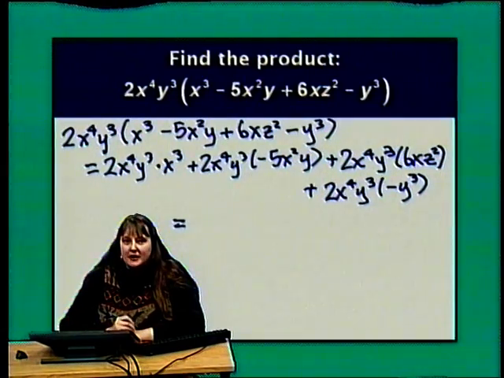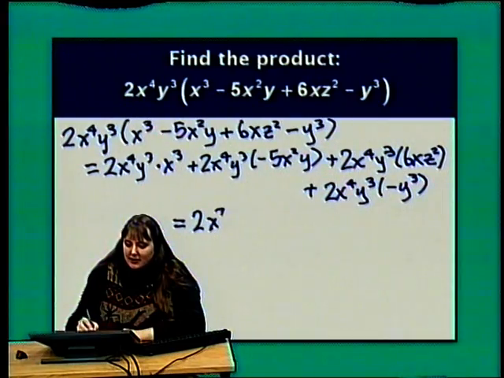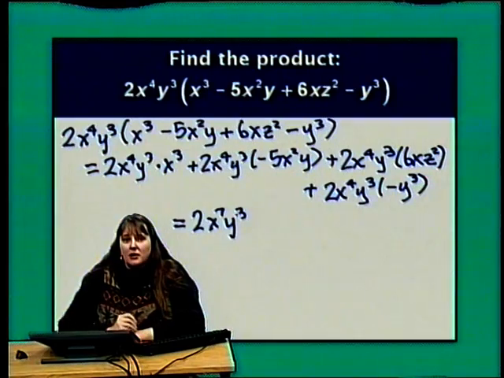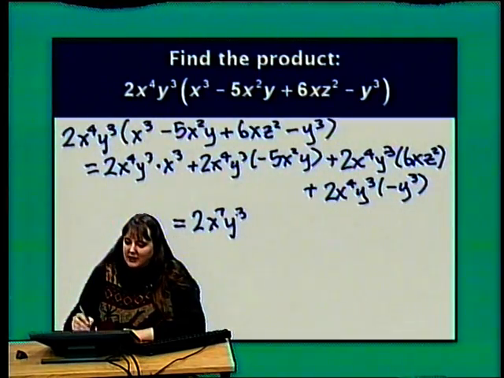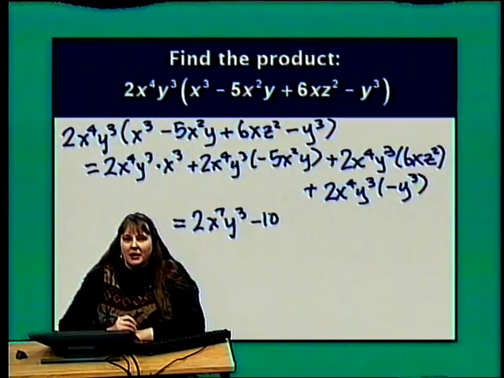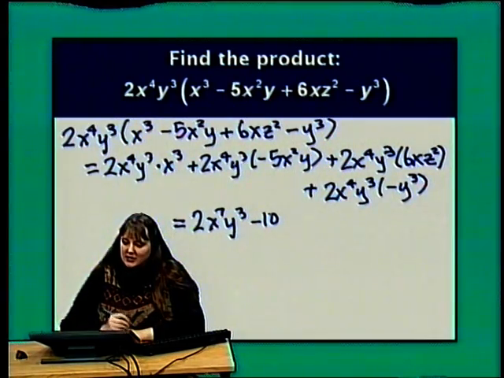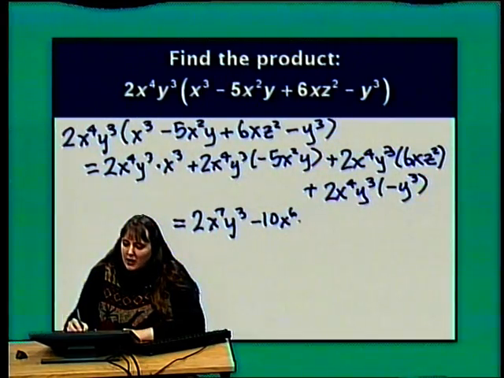When I multiply 2x to the fourth y cubed by x cubed, my coefficient is still 2. X to the fourth times x cubed is x to the 7th. I have 7 factors of x altogether. And I have y cubed. For the second term, I'm multiplying 2x to the 4th y cubed by negative 5x squared y. 2 times negative 5 gives me a coefficient of the second term of negative 10. X to the 4th times x squared gives me 6 factors of x. Y cubed times y gives me 4 factors of y.